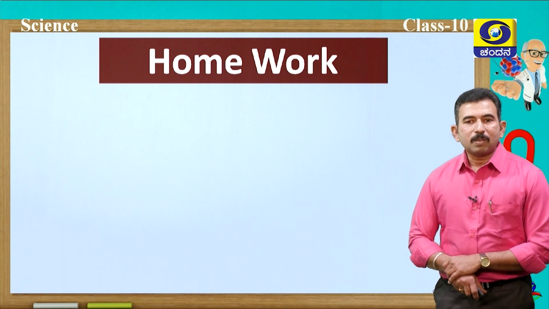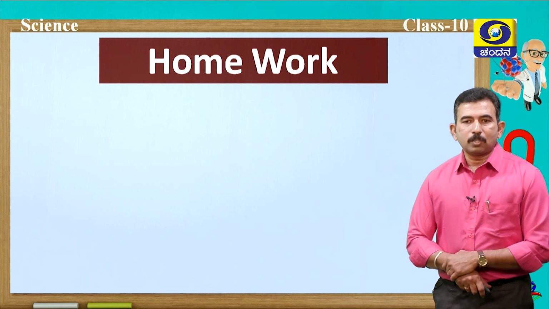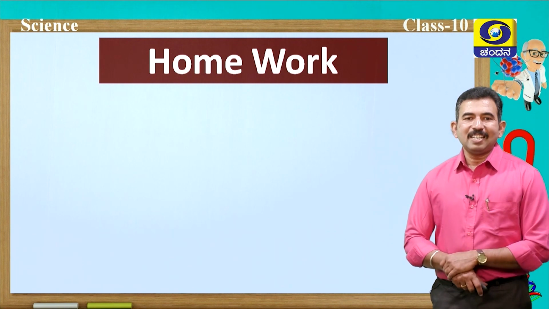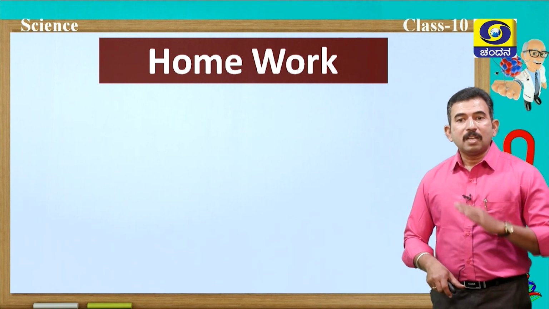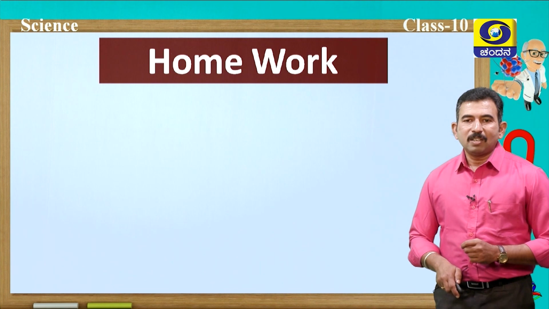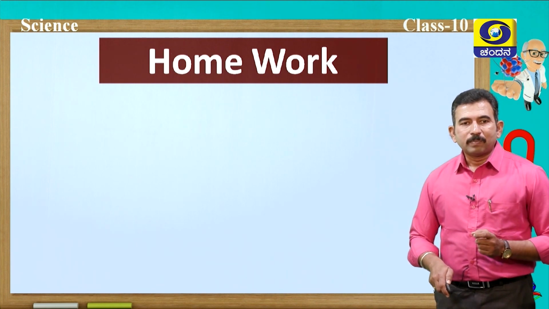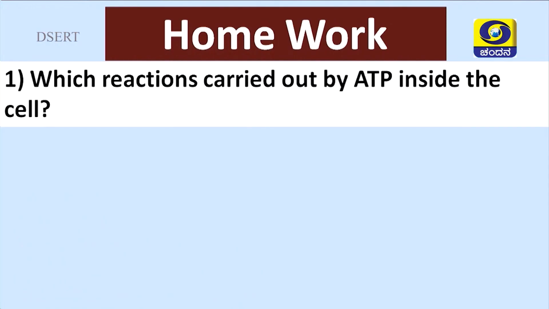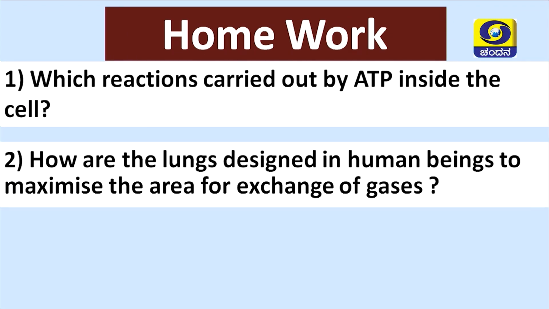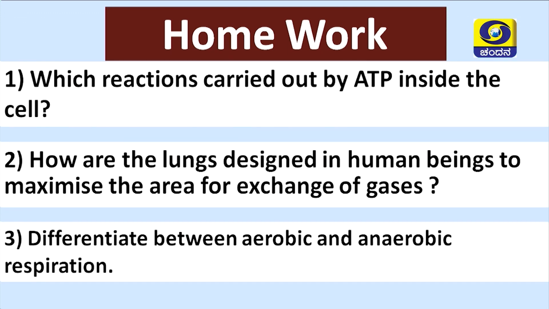Students, in this session we studied in detailed account of respiration, types of respiration, respiration in human beings. Now a few questions for home assignment. First question, which reactions are carried out by ATP inside the cell? Second question, how are the lungs designed in human beings to maximize the area for exchange of gases? Third question, differentiate between aerobic and anaerobic respiration.